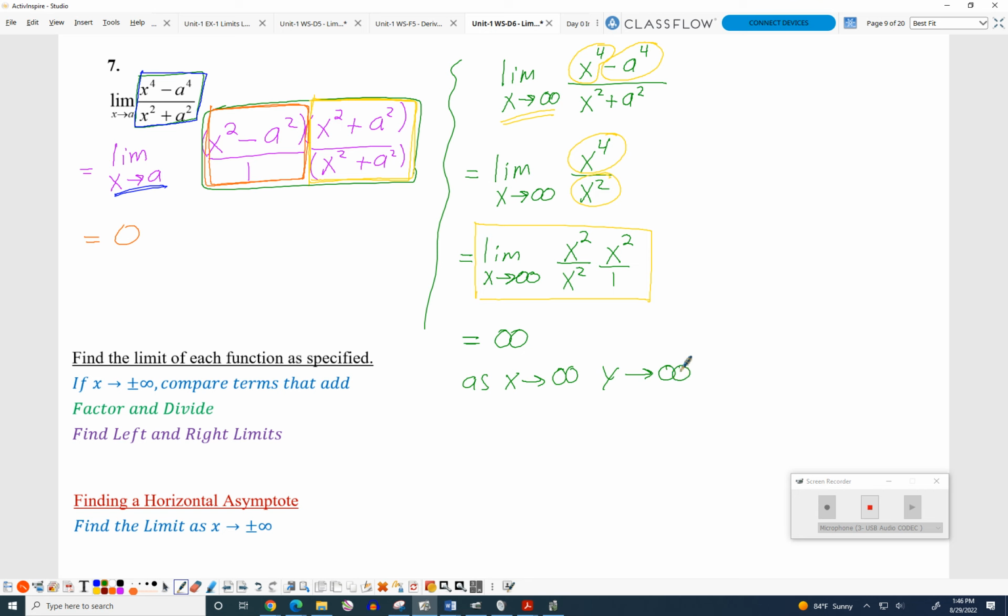And another shortcut is because they're power functions, I'm going to get to this same place if x were approaching negative infinity. So I'm going to get the exact same result because this is being squared. So this would be like, plus or minus, you get the same thing. So the horizontal asymptote, there is none.